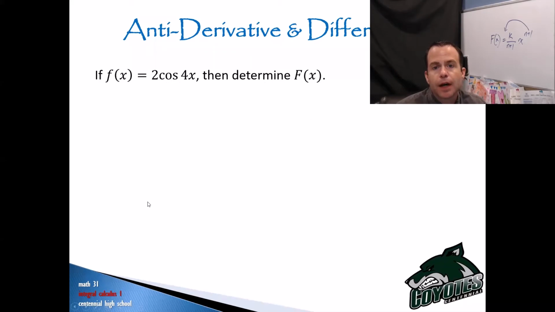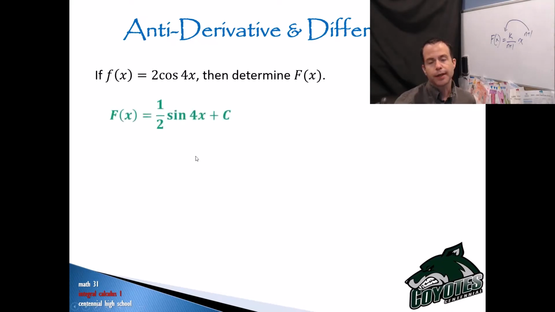Okay. If f'(x) is 2 cos of 4x, then determine the original. I know that the antiderivative of cos would be sine, but I'm going to have to end up dividing by that coefficient there. So I'll have 2 over 4. I have to divide by the coefficient on the multiple angle, not the coefficient on the whole thing, right? And so that'll end up being 1/2.